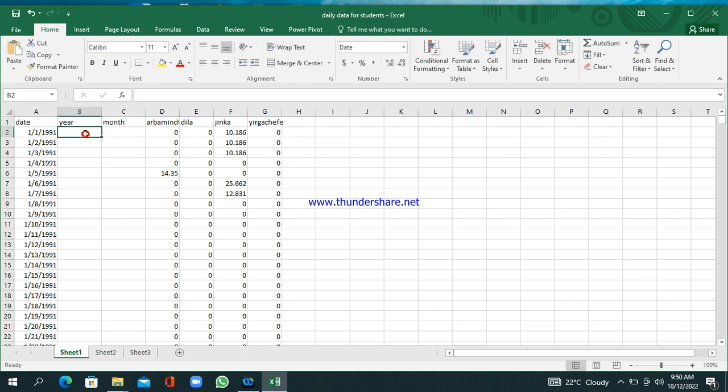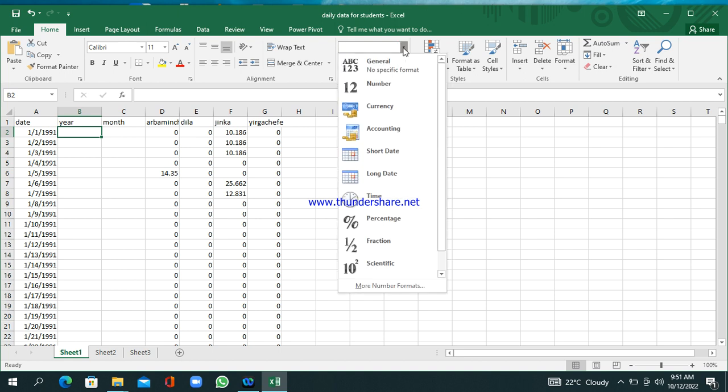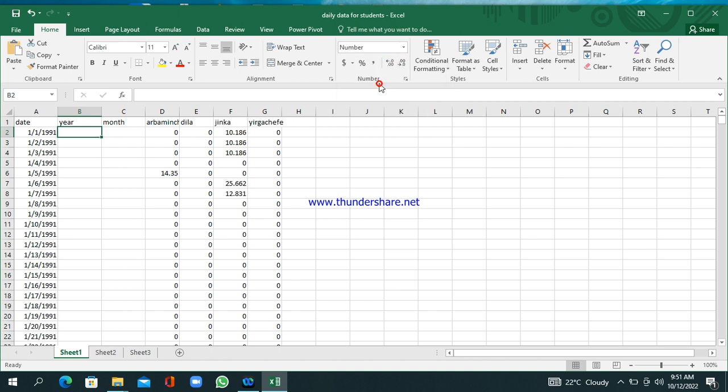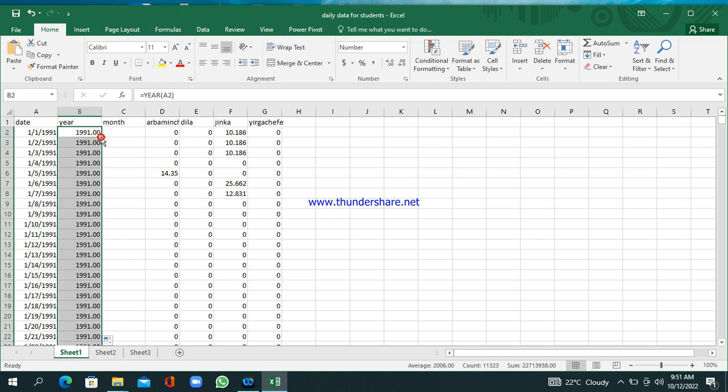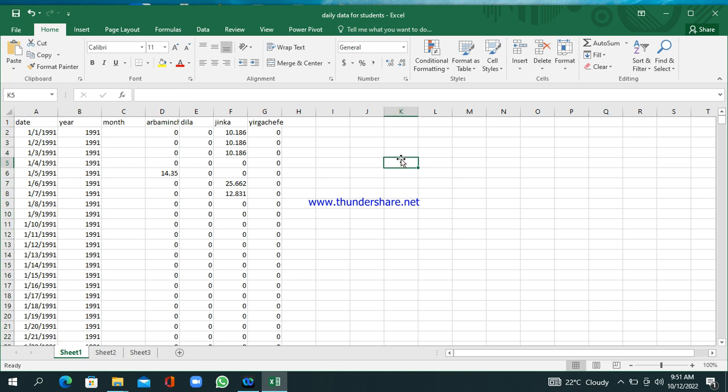Now we filter the year. Before this, you have to make sure the date is a number. Then the equal sign, write Y, select the date, then close the bracket, then enter. These are the years. I have filtered the years.